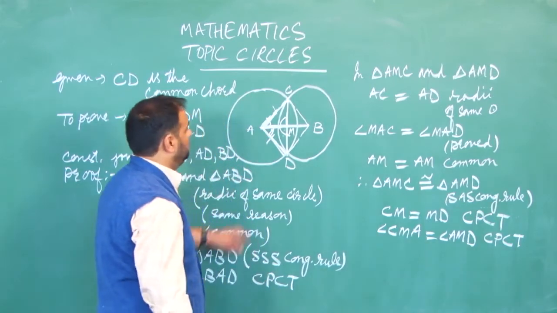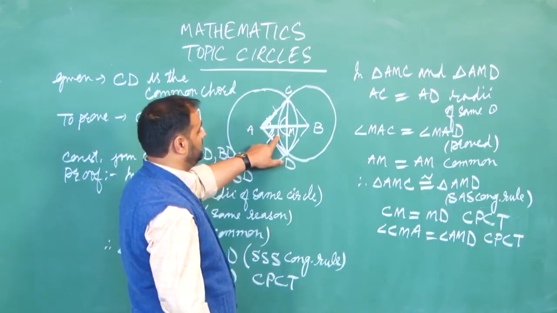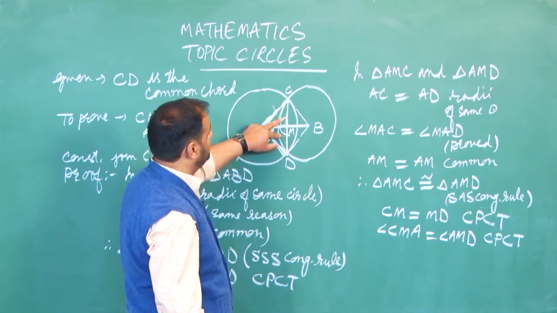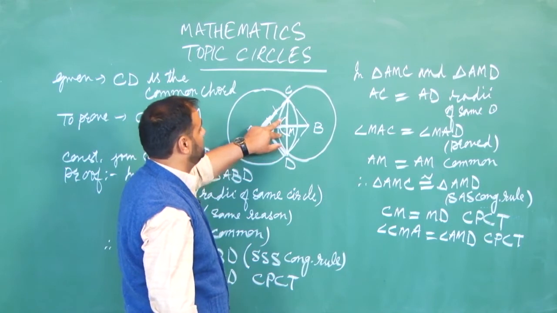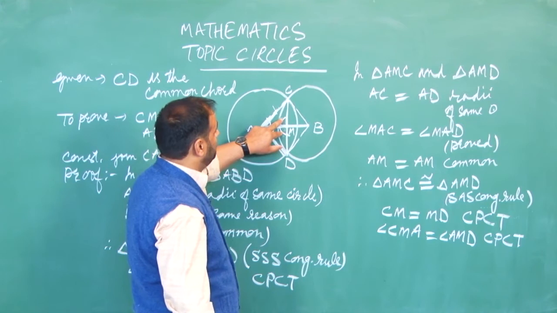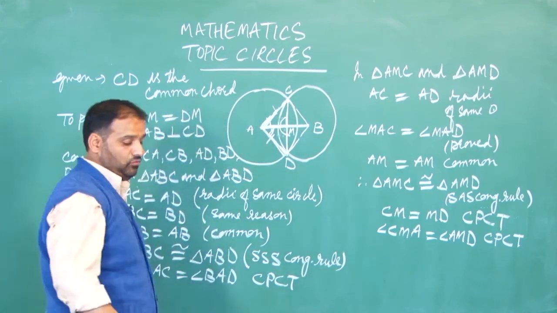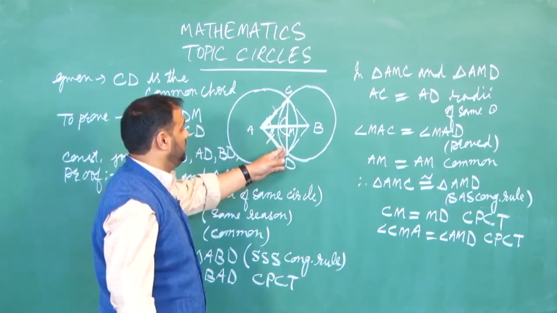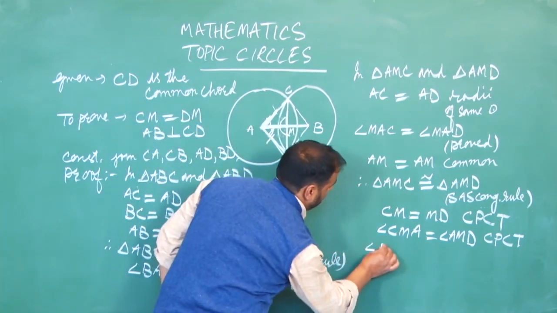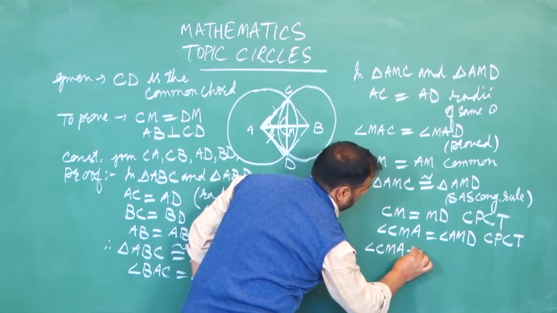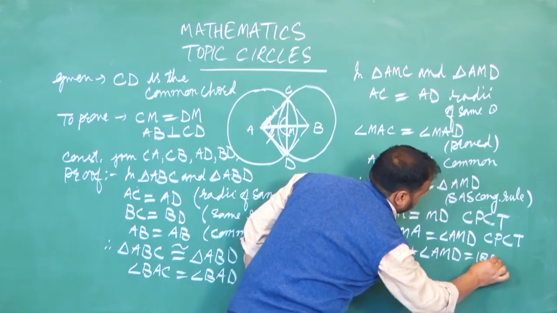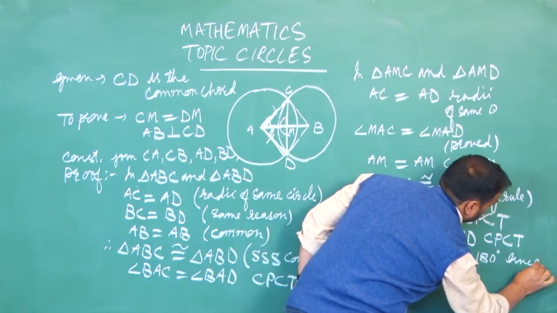You can observe that angle CMA and angle AMD both are adjacent angles, and their sum brings a straight line, that their sum is equal to 180. Such angles, where the sum of these two adjacent angles becomes 180 or forms a straight line, we call them a linear pair of angles. So, angle CMA and angle AMD, their sum is 180, and the reason is linear pair of angles.